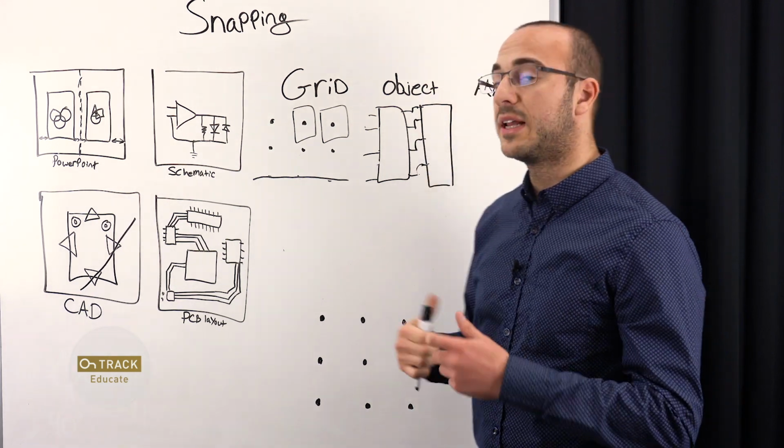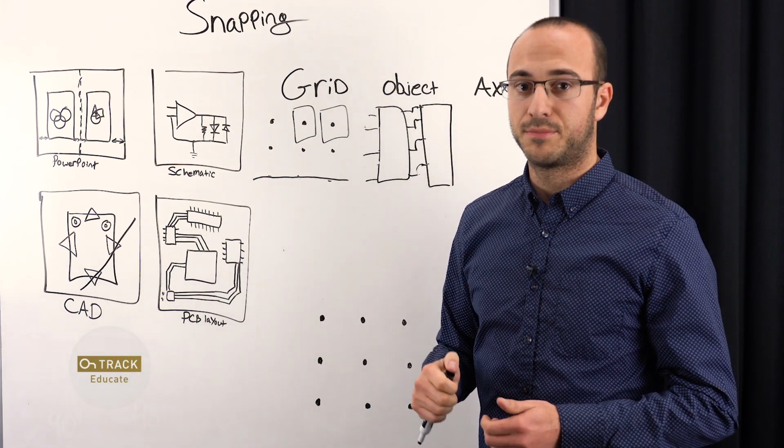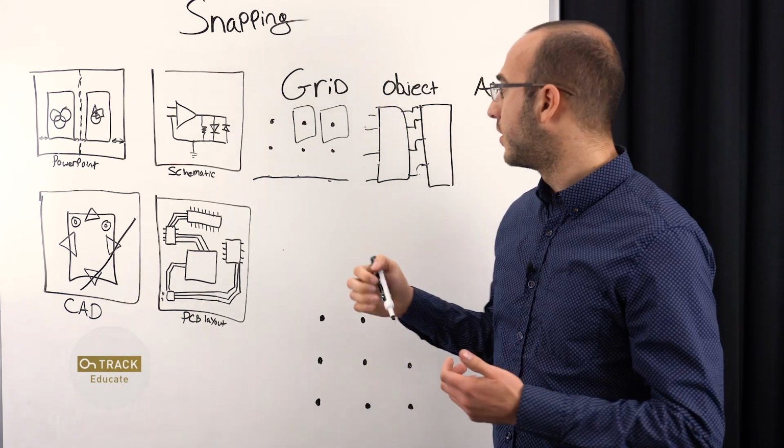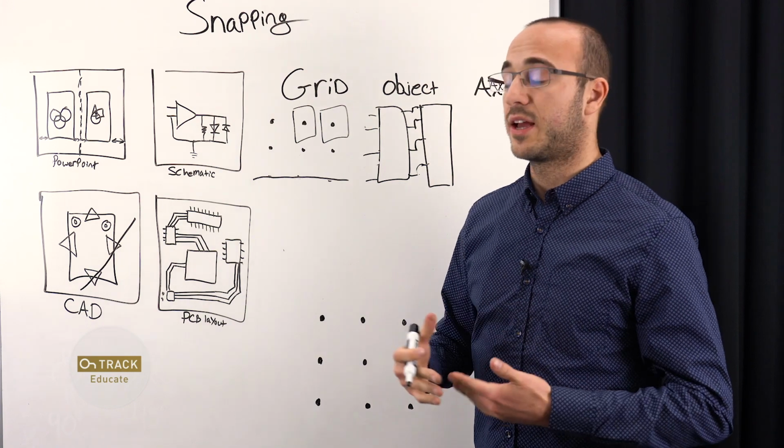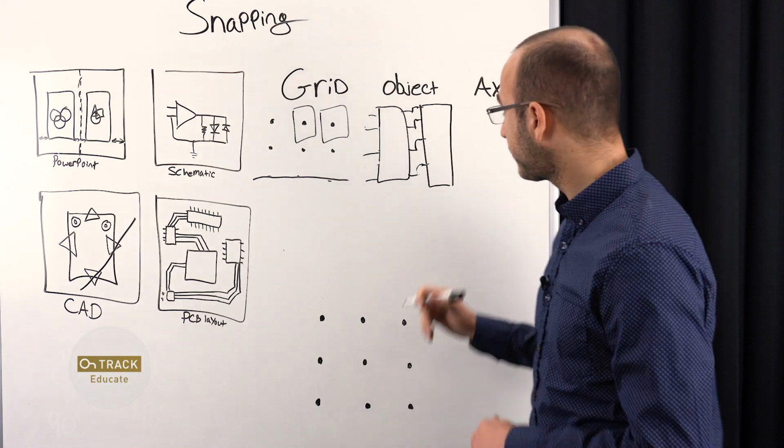It's also great for placing objects. You can place components around an arc. You can place components to a line and make nice layouts. You can have precise layouts for precise routing.